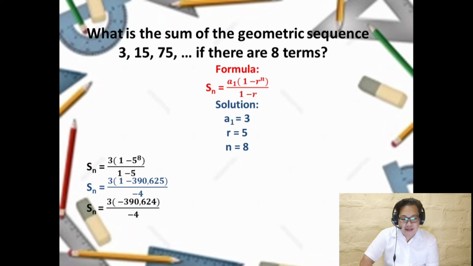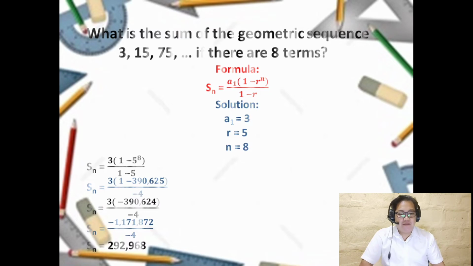So, S sub n is equal to 3 times, what is 1 minus 390,625? So, we have negative 390,624 over 1 minus 5 is negative 4. So, what is 3 times negative 390,624? So, we have negative 1,171,872 divided by negative 4. And the answer is 292,968.